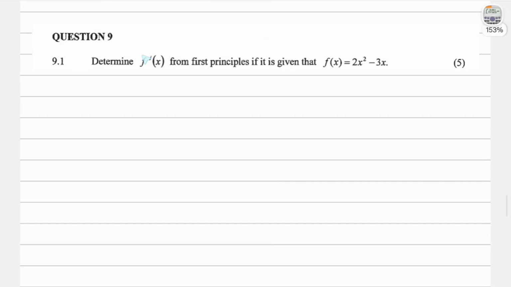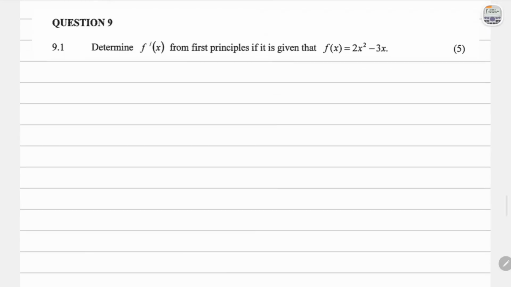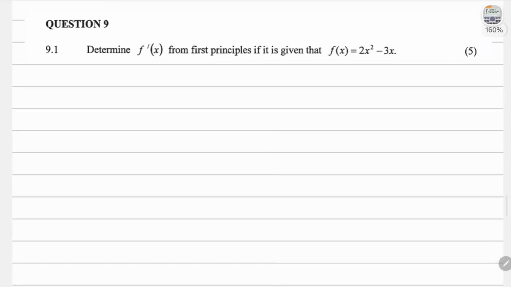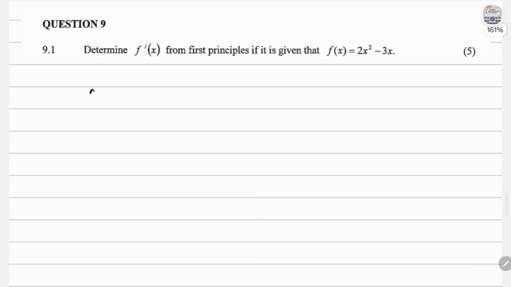Question 9.1 says, determine f prime of x from first principles if it is given that f of x is equal to 2x squared minus 3x. Okay, so to determine this from first principles, we still have to find the f of x plus h. So let's go ahead and find that. Wherever we see x, we replace it with x plus h. So this is 2 times x plus h all squared, and then minus 3 times x plus h.